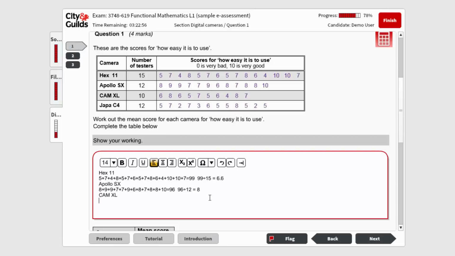Also, when you're working out the means, once you finish it and you've got an answer, it's not the best way of judging things, but take a quick look at the number you got and the numbers that are in that column. Does it look like it's somewhere in the middle of those numbers? So you can see the Hex 11 numbers are slightly lower than the Apollo SX numbers, and the mean is slightly lower. So it looks right.